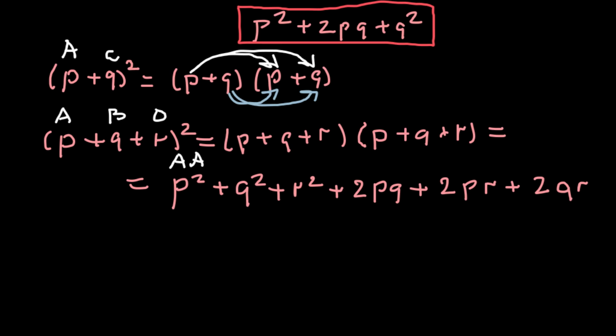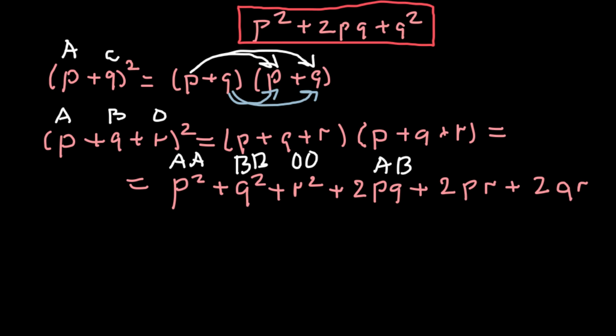and Q squared stands for the genotype BB, and R squared stands for the genotype OO. 2PQ stands for the genotype that is A and B.